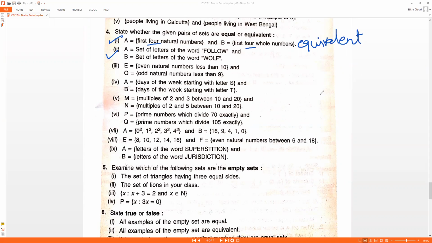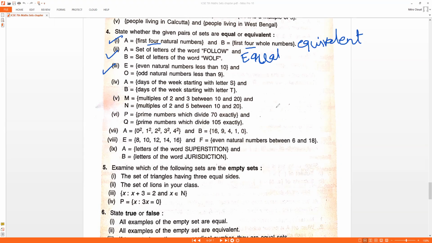What about second? Sir, it can be both. Yes, we can say equal. Equal. Why? Because the letters are same, and we don't repeat them. So cardinal number is 4. And hence they are equal as well as equivalent. Equal or equivalent, so you need not write it again. Writing equal is enough.